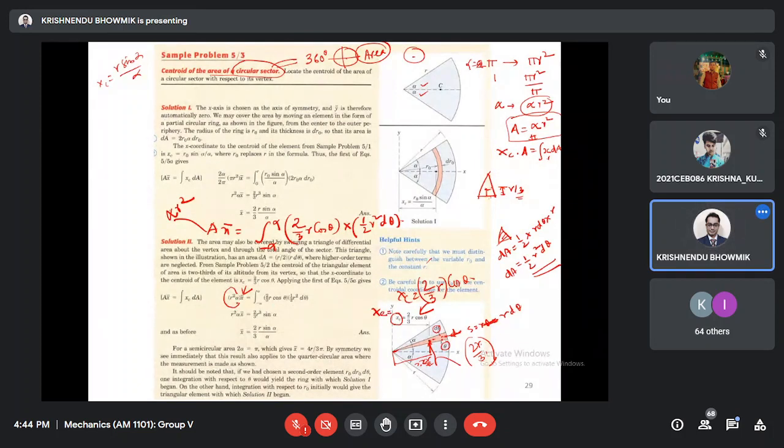So r square alpha x bar equals the integral from minus alpha to alpha of xe multiplied by dA. Then this is the expression: r square alpha x bar equals 2 by 3 r cube sine alpha. x bar equals 2 by 3 r sine alpha by alpha. I'll write here: this is for line or arc, and this is for sector. xc equals 2 by 3 r sine alpha by alpha.